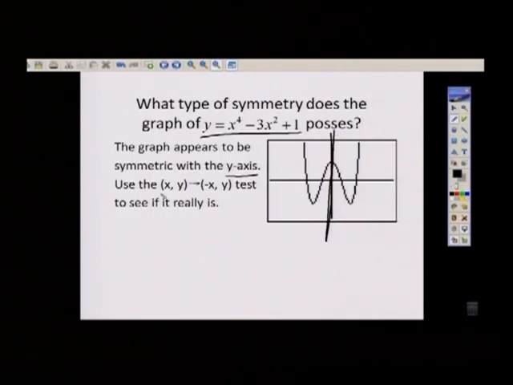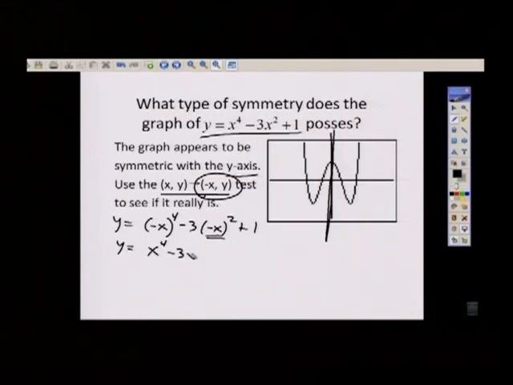So to make sure it really is, we're going to use this test, x, y mapping to the opposite of x, y. So we're going to take this, plug it into our original equation, so the y value stays y, but I'm going to put the opposite of x in for the x spots. So if I take a negative x times a negative x times a negative x times a negative x, that ends up being a positive x to the fourth. Here, if I take a negative x times a negative x, I'm going to end up with negative 3x squared plus 1.